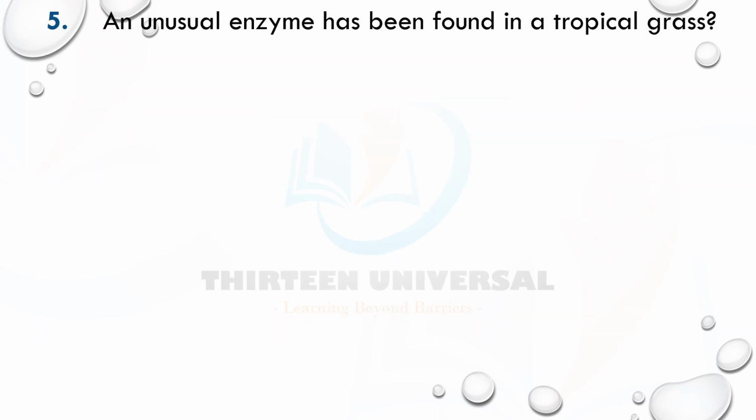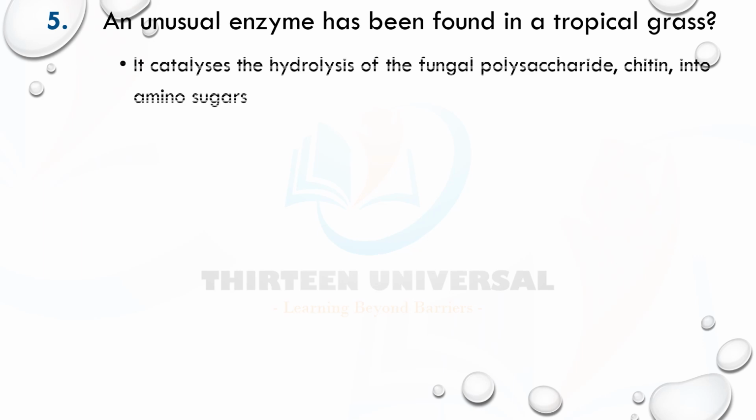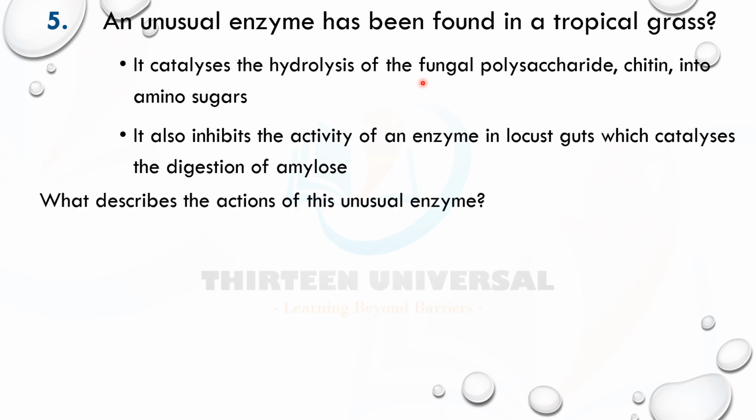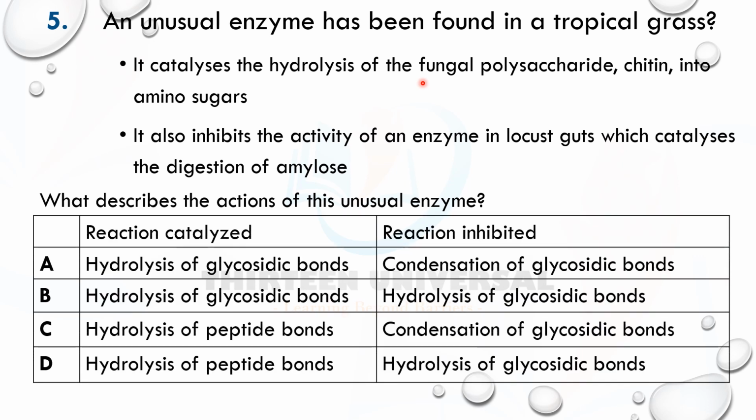Number 5 says an unusual enzyme has been found in tropical grass. It says it catalyzes the hydrolysis of fungal polysaccharide chitin into amino acid. It also inhibits the activities of an enzyme in locust guts, which catalyzes digestion of amylose. What describes the actions of this unusual enzyme? Now you can pause the video and try to solve it. But you see, they say it catalyzes hydrolysis. So hydrolysis is a breakdown of fungal polysaccharide.